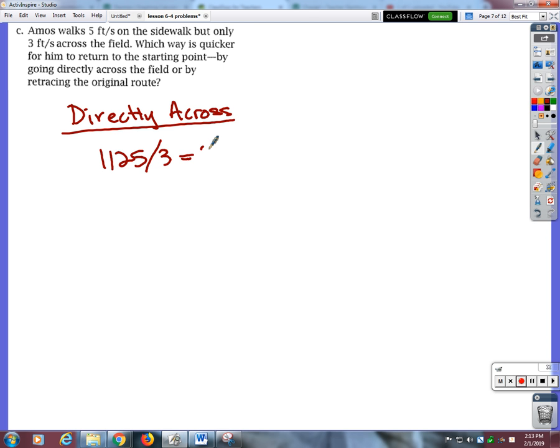I'm going to say that is 378. 3 goes in there, 9 times remainder of 2, 22, 7. Oh yeah, 375 seconds. I think it's going to take him more time to figure this out than if he just starts walking.